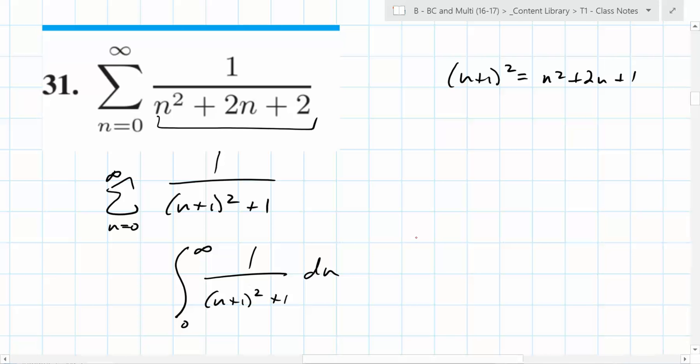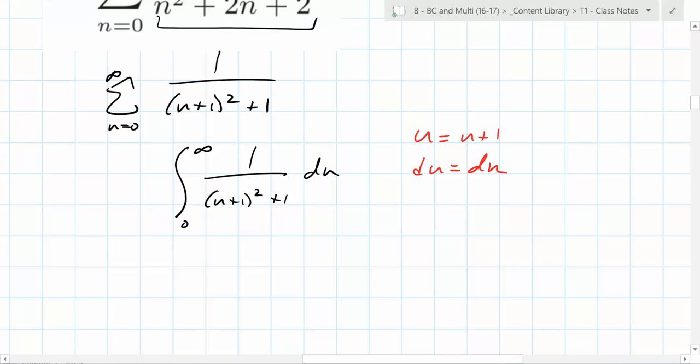What can your u substitution be? Just a really straightforward u substitution. U could be n plus 1. So what's du equal to? Well, 1 dn. You need the dn in there. I'm sorry, my u's and my n's look the same. I'm just going to apologize about it, and I'll do my best. So can you do a substitution here?